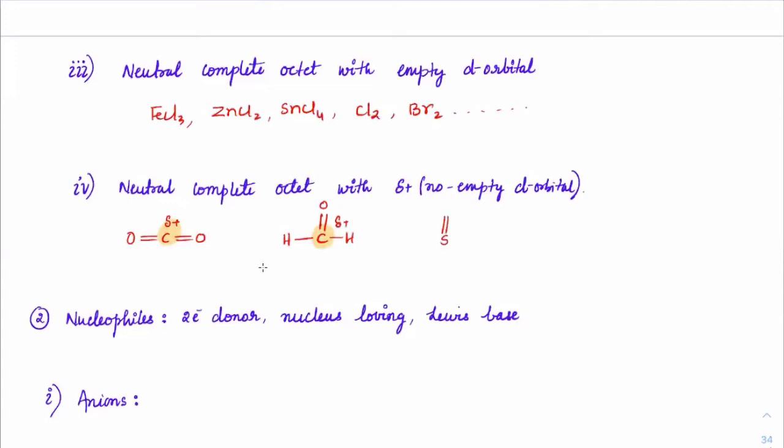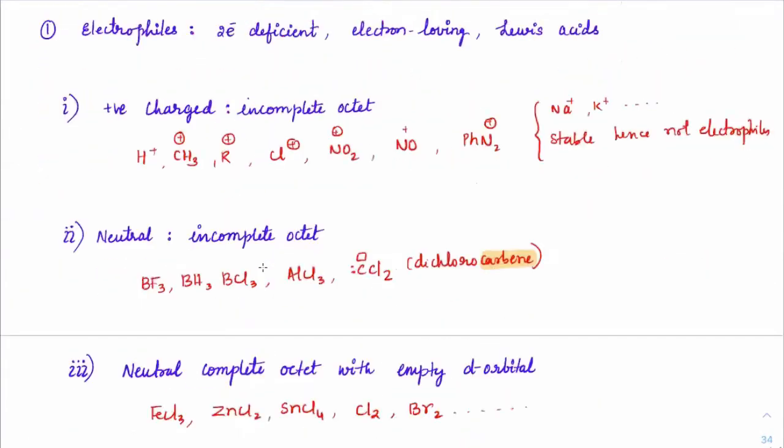SO3, for instance, S double bond O, double bond O, double bond O. This has in fact both. It has an empty d orbital also, but at the same time it has quite a high delta positive charge on it. So that will also make it act like an electrophile. Okay, students, these are the types of electrophiles which you will see.